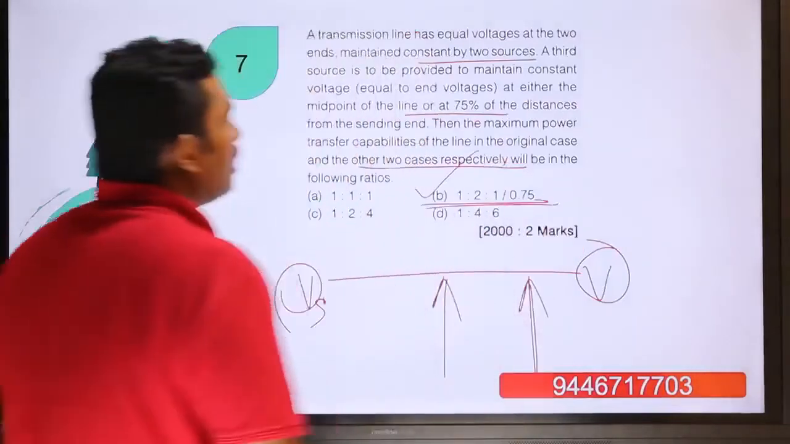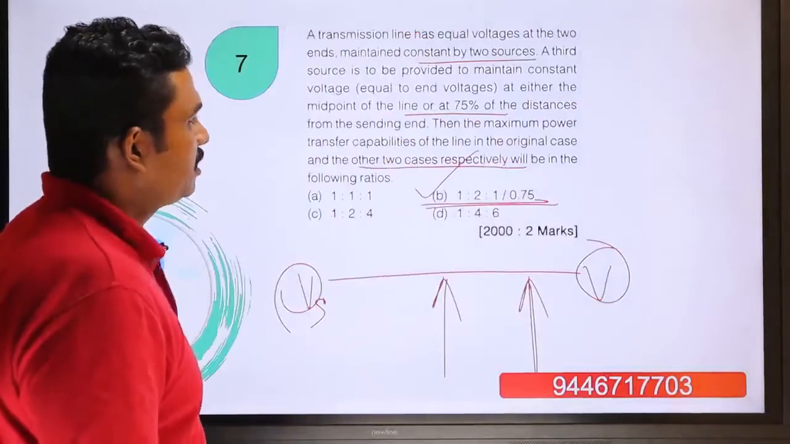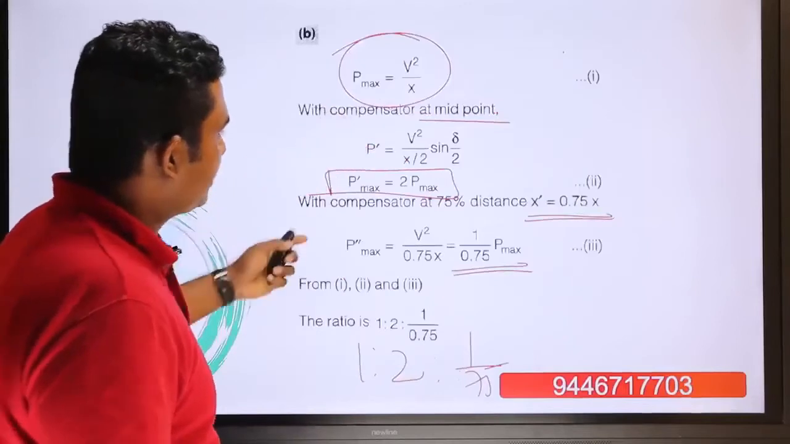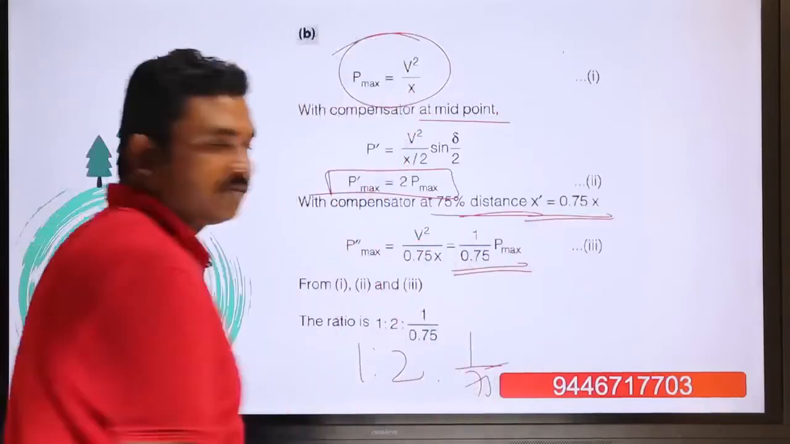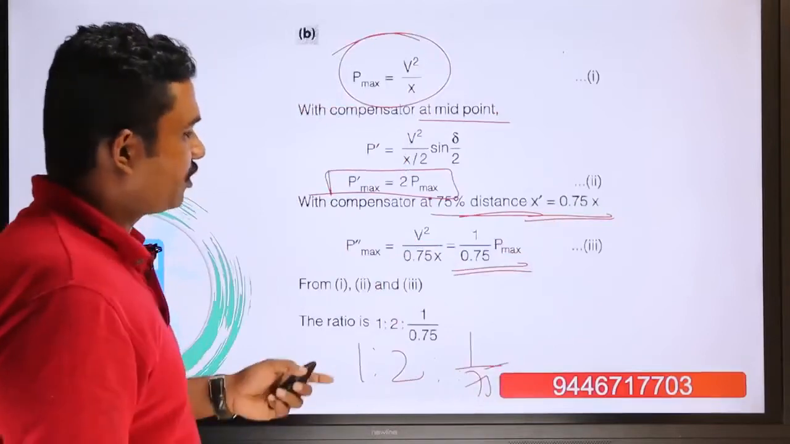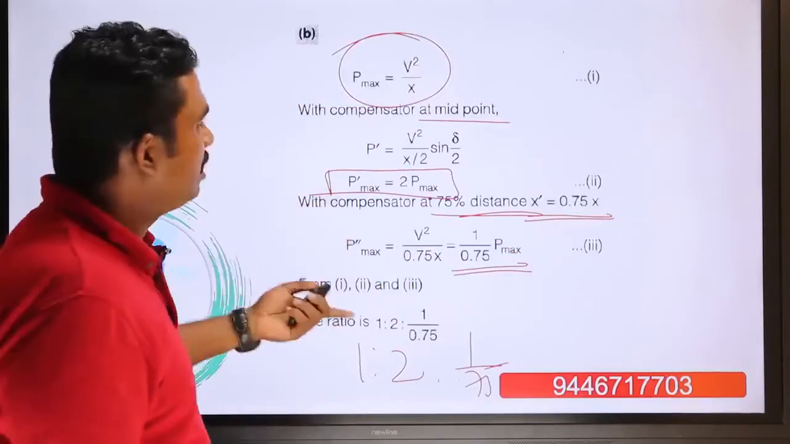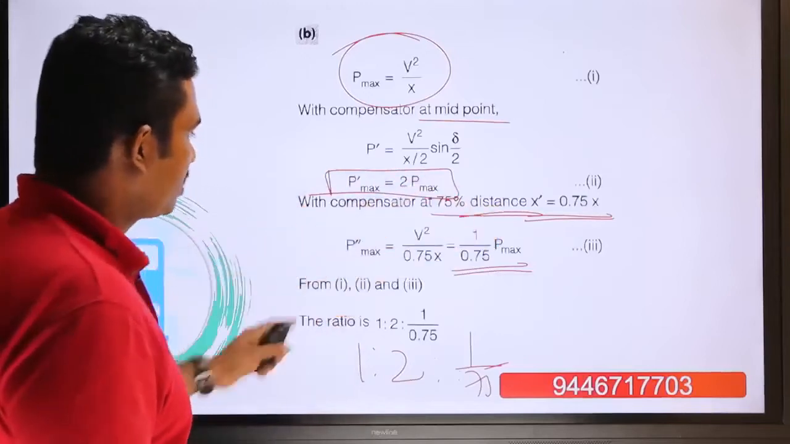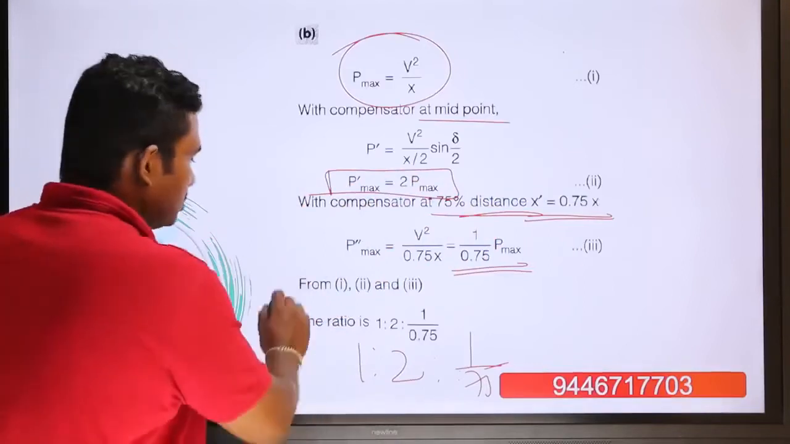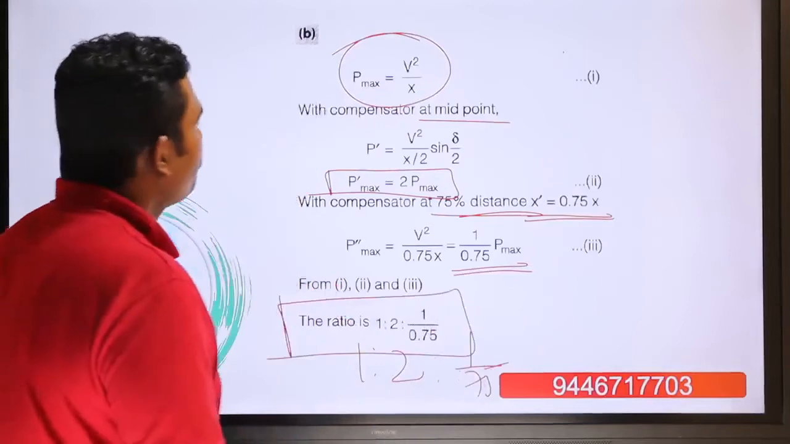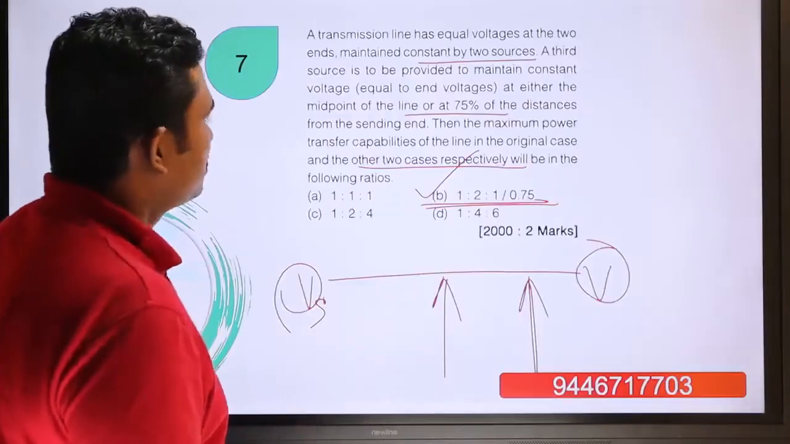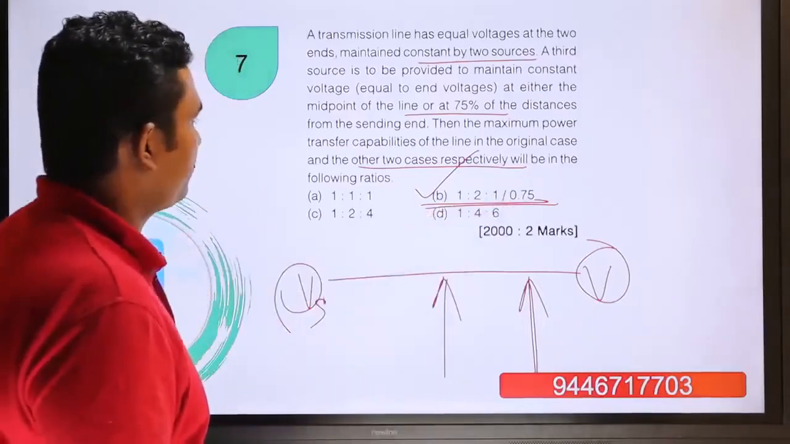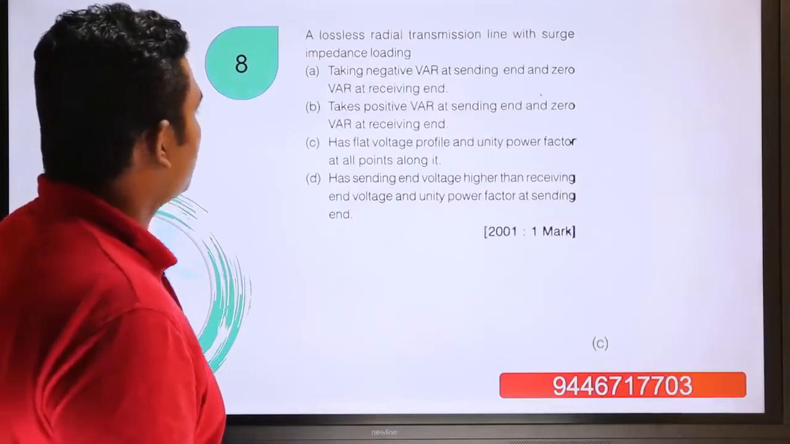Okay. This is a very good question because it considers two factors: one injection at the midpoint and the other injection at a 75% distance from the sending end. For your examination, they can change the percentage distance to some 60% or 80%. So you have to remember the way that we have done this question. So what is our ratio? Our ratio is 1:2 is to 1 divided by 0.75, which is option B for question number 7. Moving into the next question, question number 8.